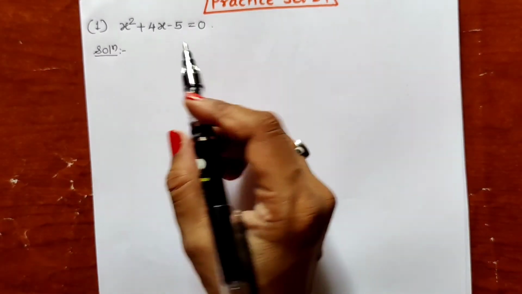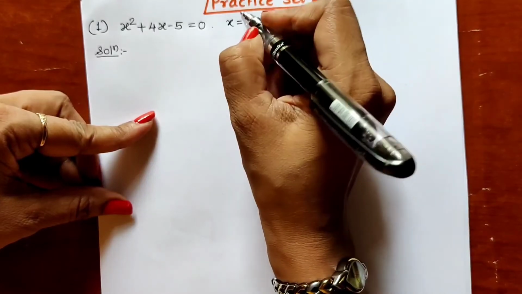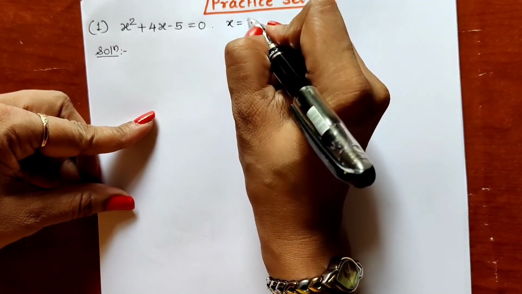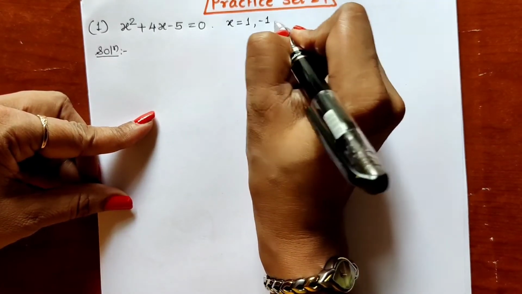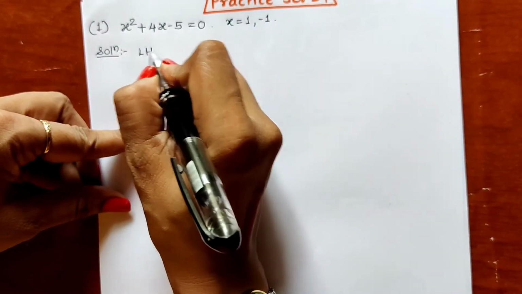This is the given equation, and two values of the variable x are given: x is equal to plus 1 and minus 1. So let us solve. First we write the left hand side of the equation.